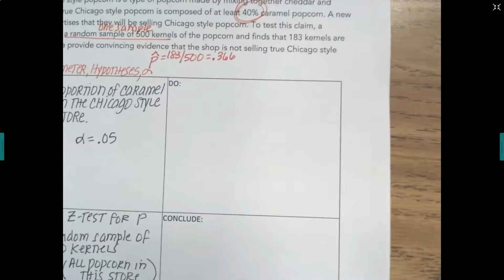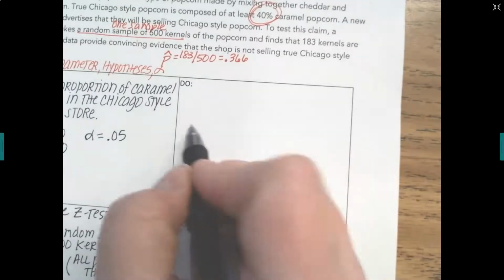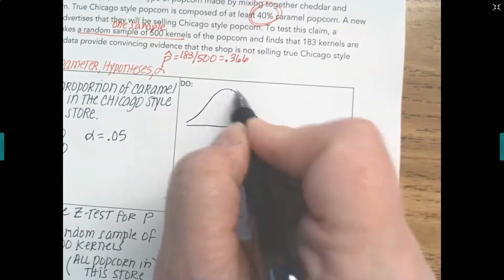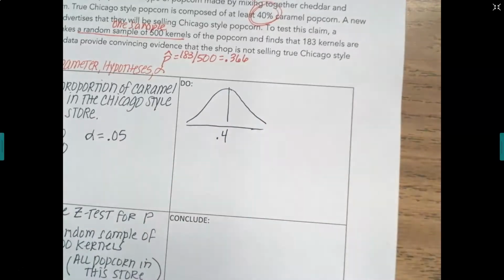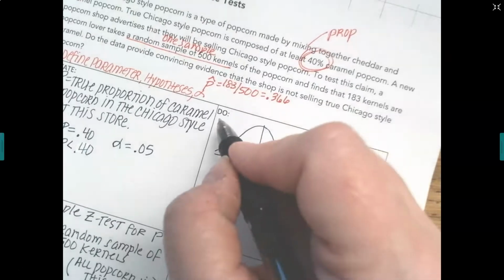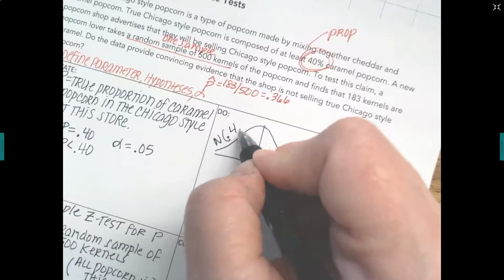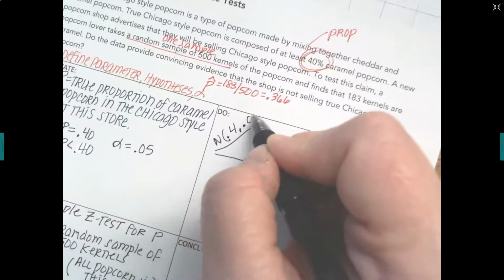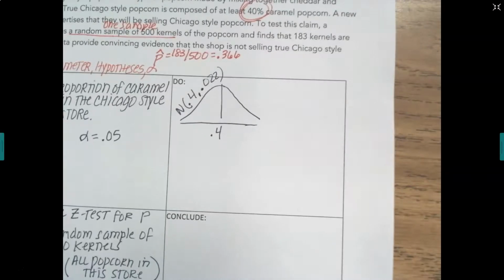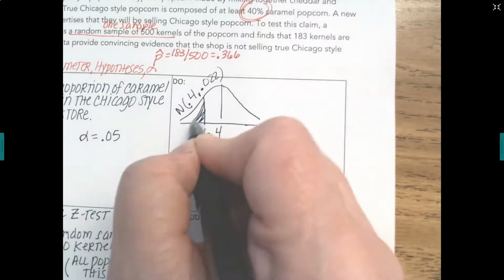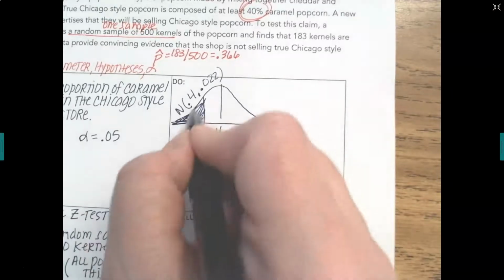So when we go over here to our do section, we're going to draw our little curve here. It should be centered at 0.4. Okay, so it's a normal with 0.4, and then standard deviation, we haven't calculated it yet, but it's going to be 0.022. We're curious about 0.36 and below. So this is what we're interested in.